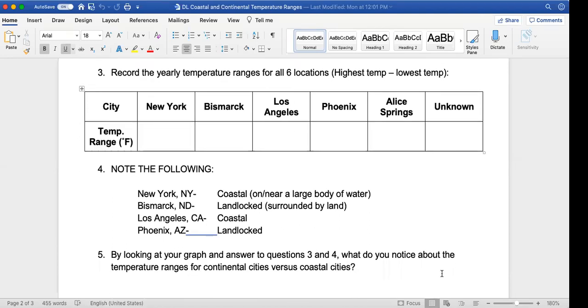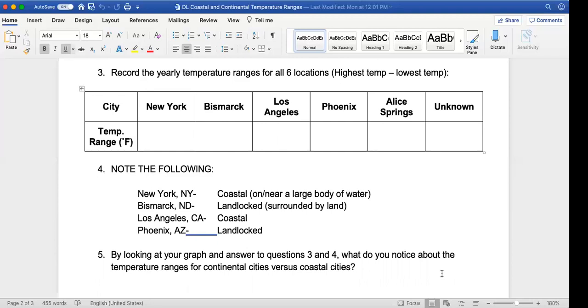All right. For number 4, this was something that, when we did the lab in class, I would have the students plot the locations on a map and then talk about where it was located. But it's hard to do that remotely, so I just gave you the information. So New York is on the Atlantic Ocean, so it's considered coastal. It's on or near a large body of water.